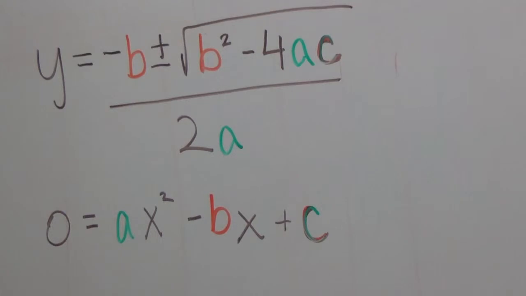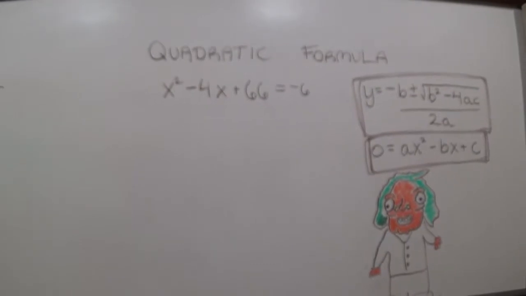Now the reason why I'm so repetitive about this is because that is the quadratic formula. So you're going to want to put your equation into the form 0 equals ax squared plus bx plus c. And that is the most important thing right there. So let's go back to what we're doing.